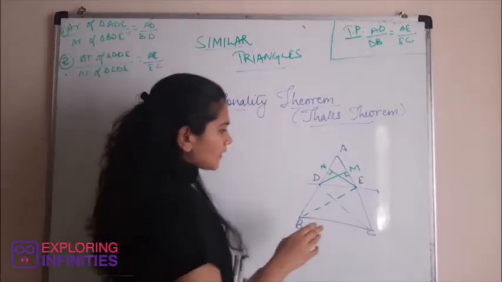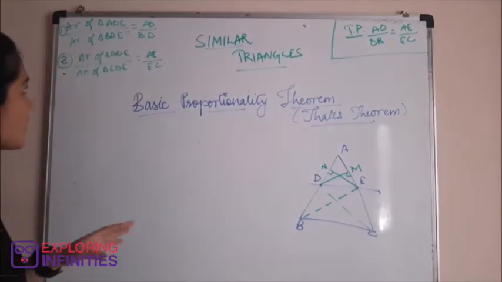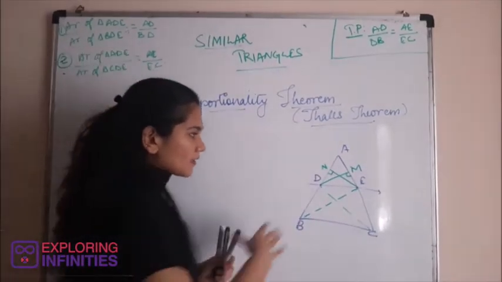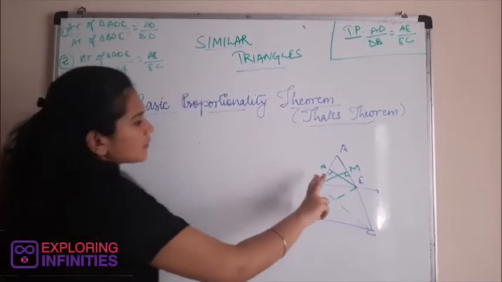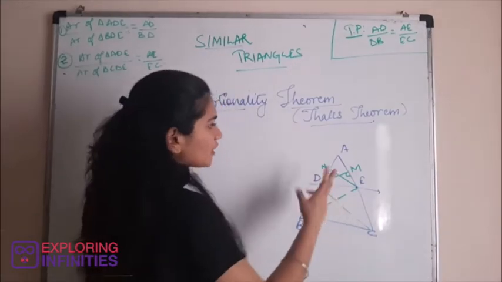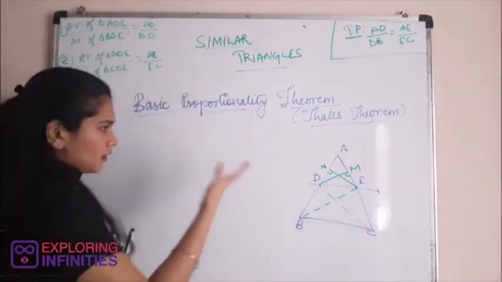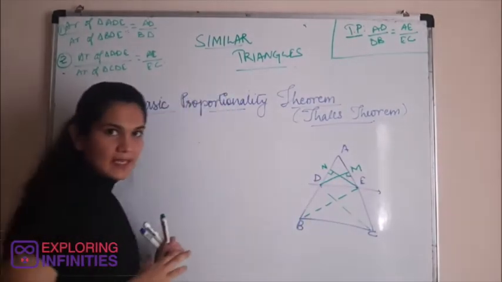So if you observe that these two triangles lie on the same base, what is their base? DE, and on the same parallels, between the same parallels. So we can say that they lie between the same parallels. We already have with us that DE is parallel to BC. That is how it was given to us. So these two triangles lie between the same parallels.